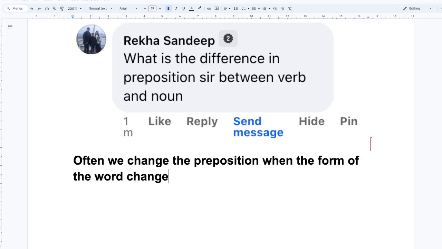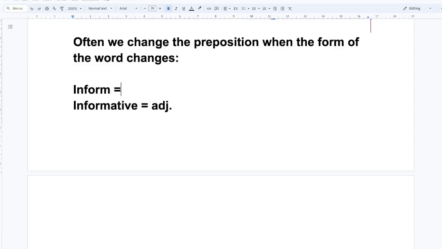So, for example, you might say inform, right? So inform is the verb. Informative is the adjective. What's the noun, guys? Can you guys type the noun? Very famous, this one. What's the noun? Information, of course. Okay, this is the noun.